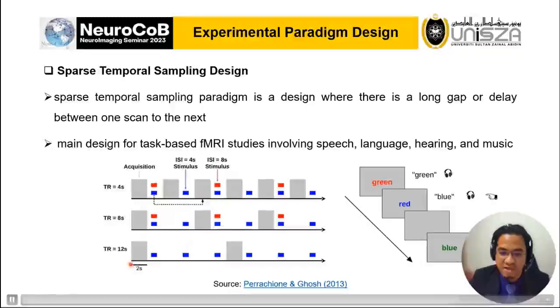Here the gap is 12 seconds, meaning the gap between one scan to the second scan is 12 seconds. Between these scans, there is a silent, quiet period, where usually the researchers would play the auditory stimuli, for example, music or Quran recitation, as well as speech signal. This is also the best time if we want to acquire responses from the participants, because we can clearly hear the response, and as well we can avoid including motion artifact in our data.